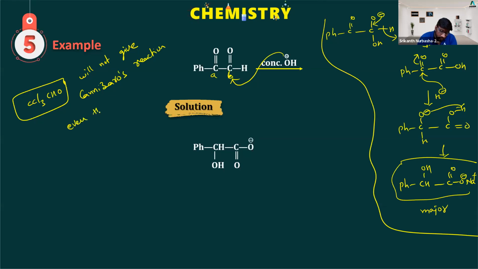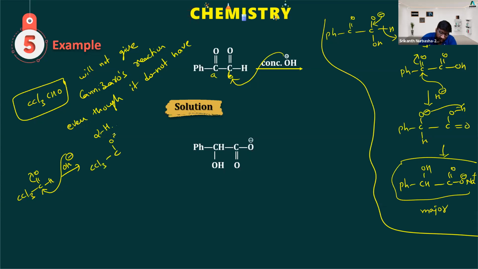even though it does not have alpha hydrogens. The reason is simple. Let us look at the reaction mechanism. CCl3CHO means C double bond O with H. It is attacked by OH minus. OH minus, acting as a nucleophile, attacks the electrophilic carbon. The C double bond O pi electrons move away. We generate CCl3CO minus with OH and H.